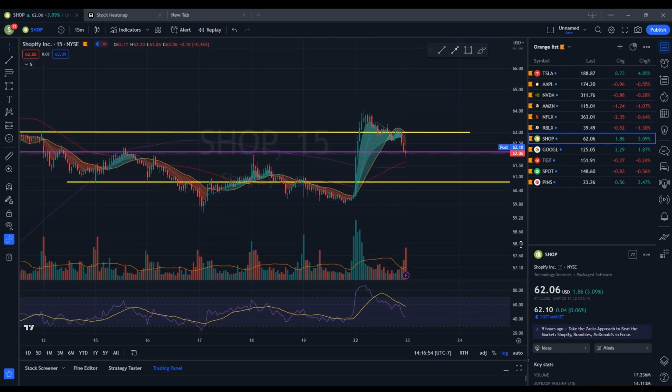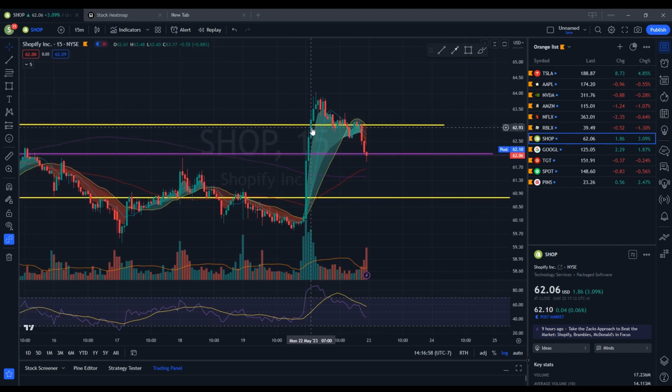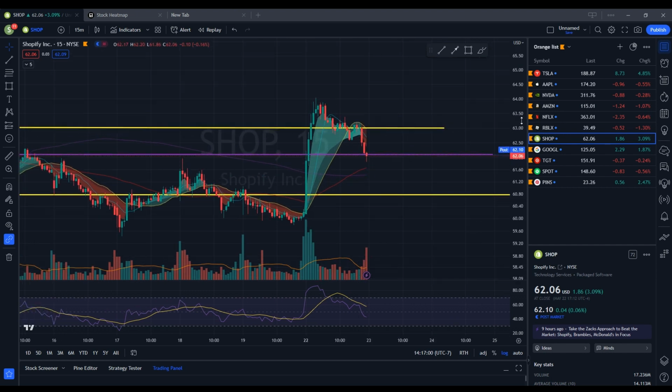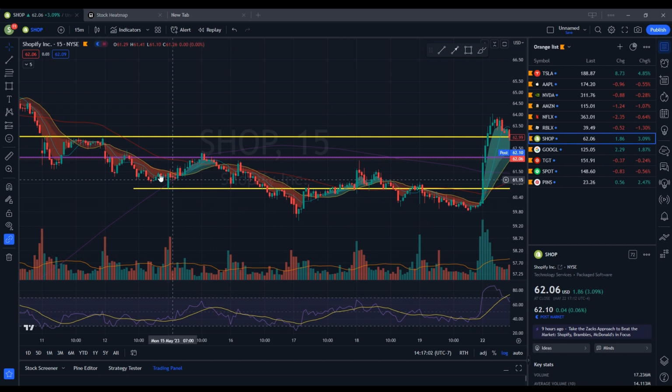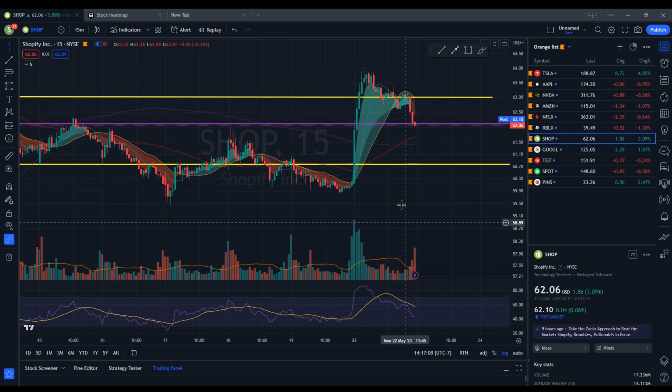Shop. Okay, let's see what we got here. It looks like it rejected. Fell back down into this channel that I've had this drawing. So if it continues to fall down, the volume when it opens was pretty strong for this massive push, but we're starting to get some sell volume here.